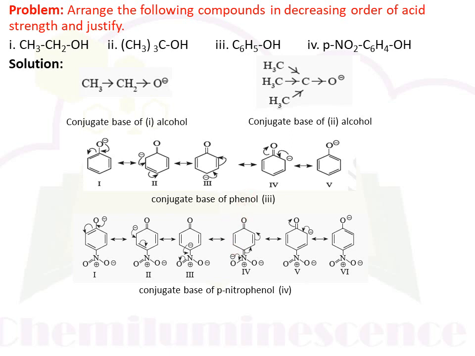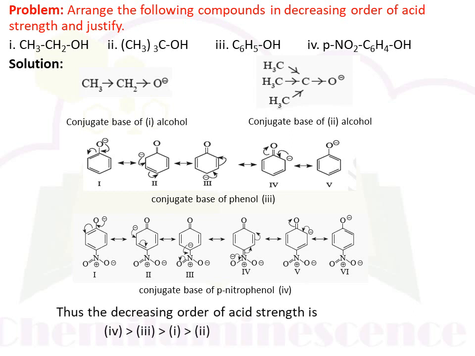So if we arrange all these compounds in decreasing order of their acidic strength, it comes as follows: the fourth compound, para-nitrophenol, is more acidic than phenol, which is more acidic than ethanol, and ethanol is more acidic as compared to tertiary butanol.